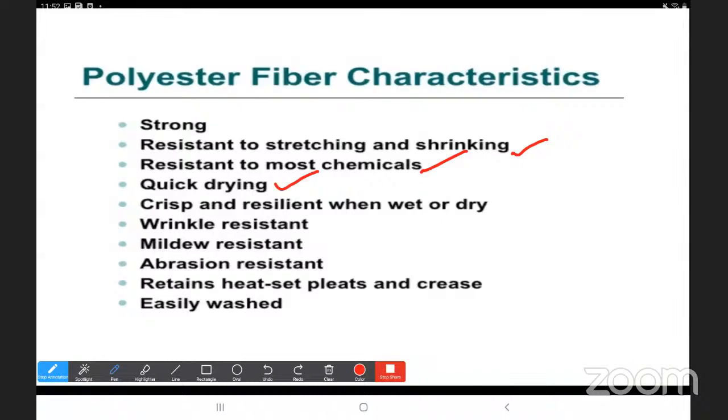Crisp and resilient when wet or dry, wrinkle resistant, mildew resistant, abrasion resistant, retains heat set pleats and creases, and easily washed.